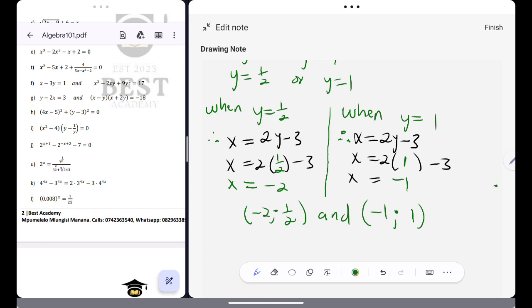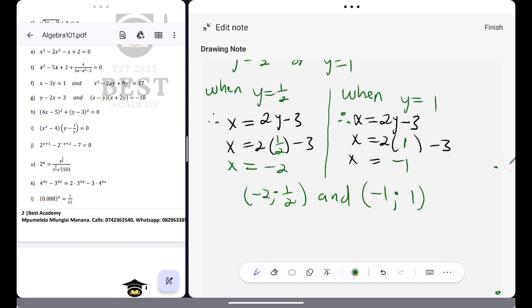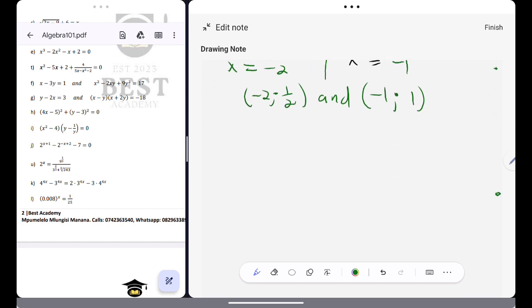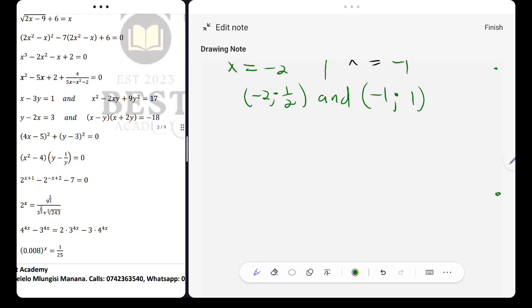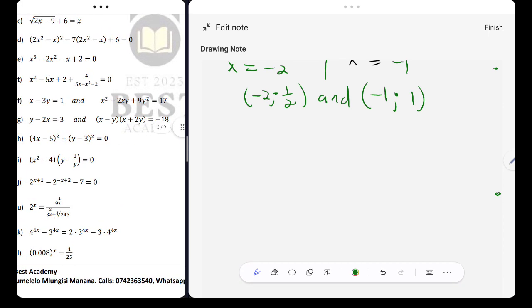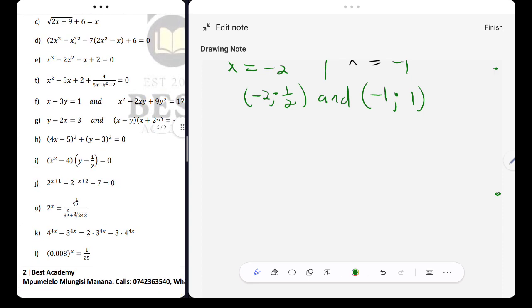So this is how you do simultaneous equations, guys. This is how you do it. Let me do a second one for you so that you'll get the hang of it. Actually, just pause the video for 5 minutes maximum and do F, this one. I'll do it as well.